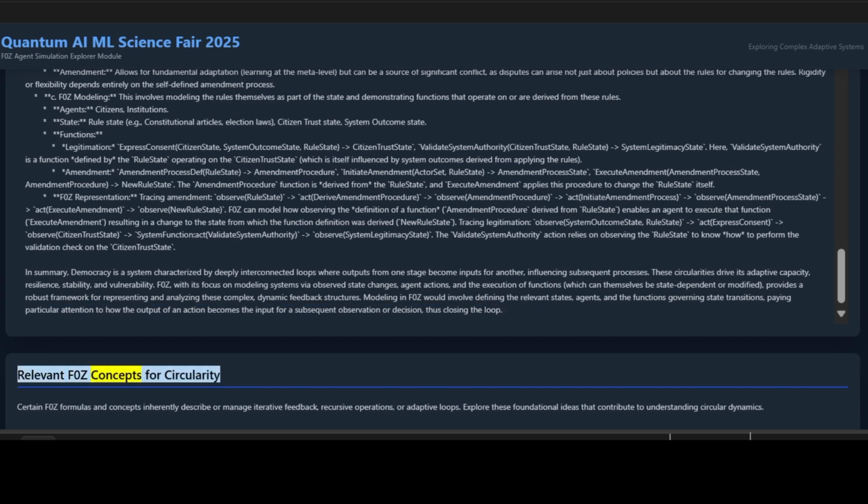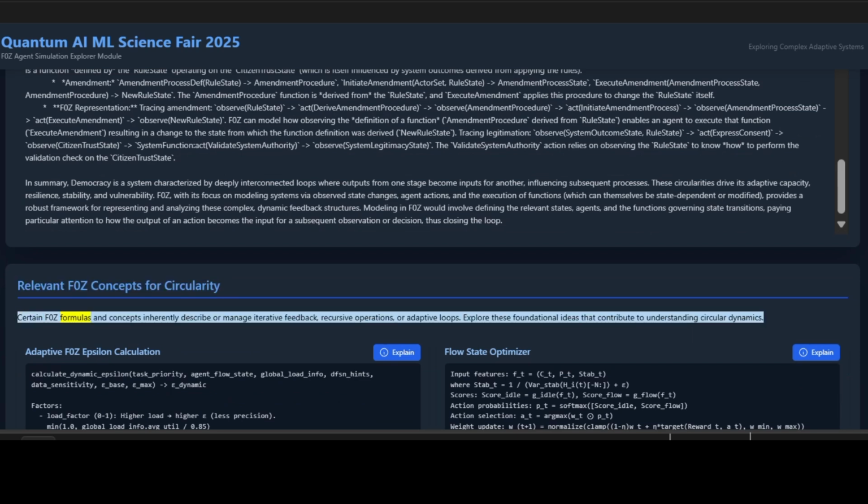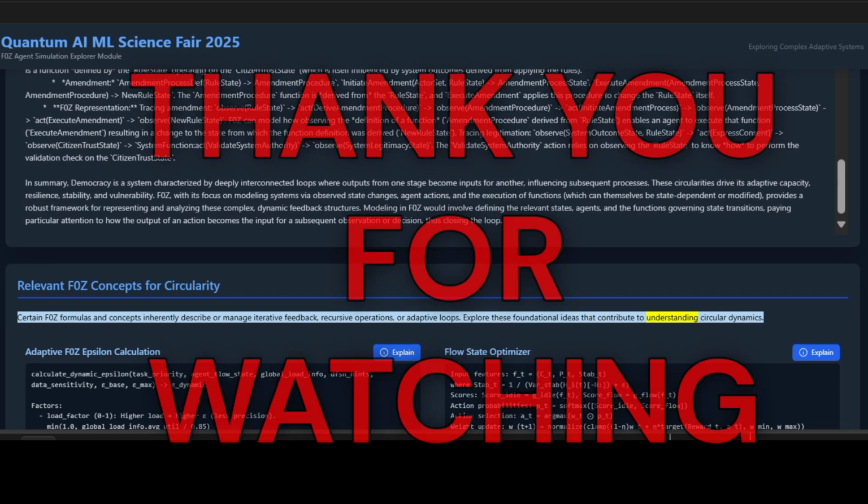Relevant F0Z concepts for circularity. Certain F0Z formulas and concepts inherently describe or manage iterative feedback, recursive operations, or adaptive loops. Explore these foundational ideas that contribute to understanding circular dynamics.